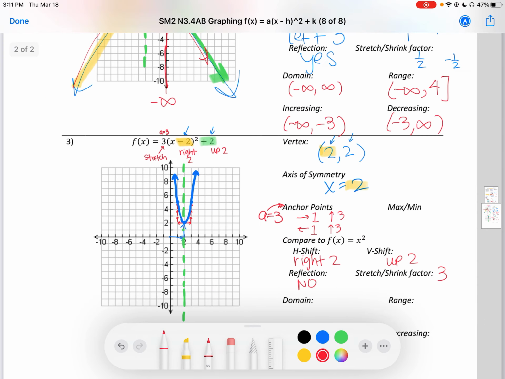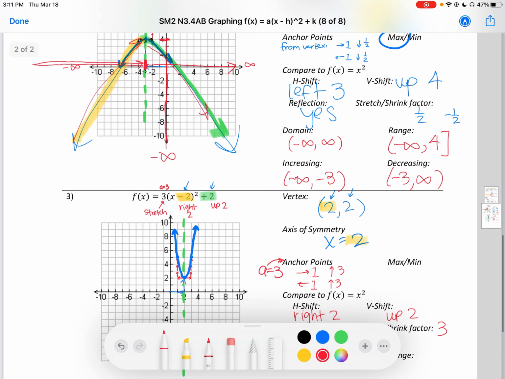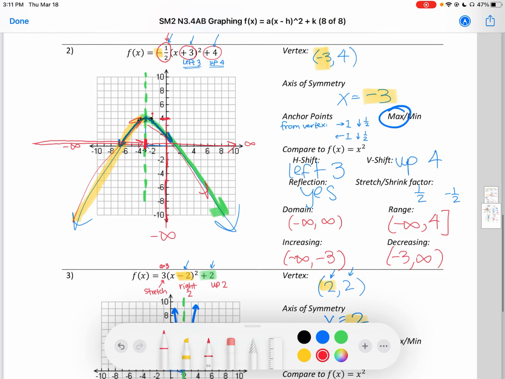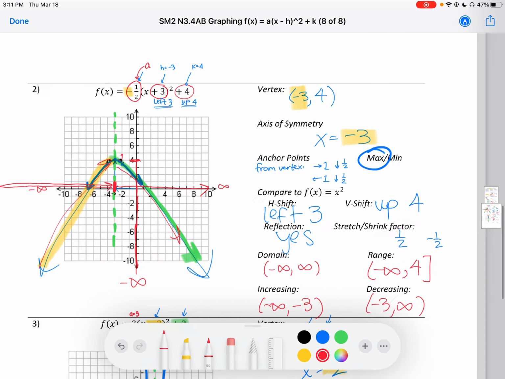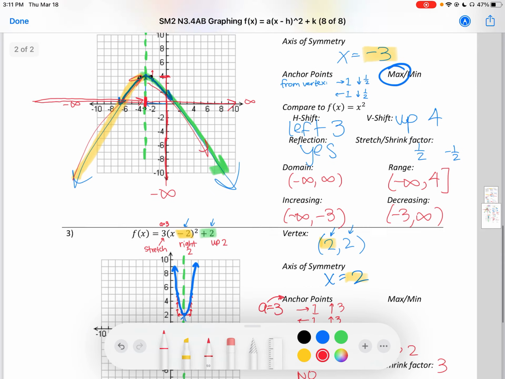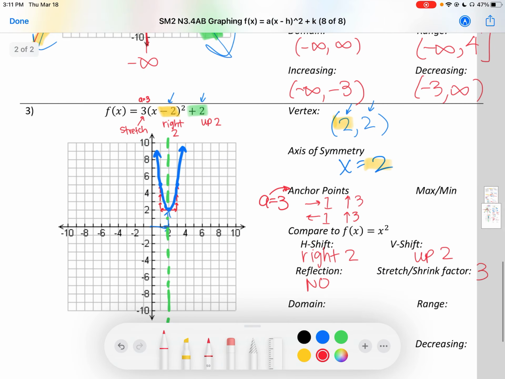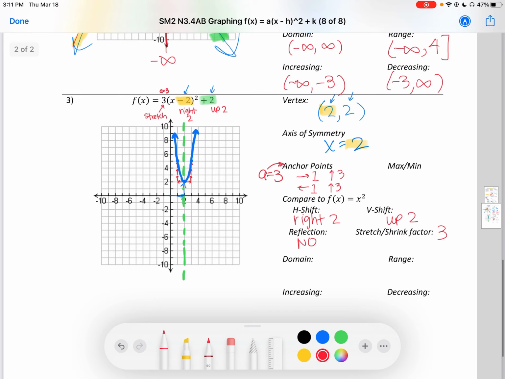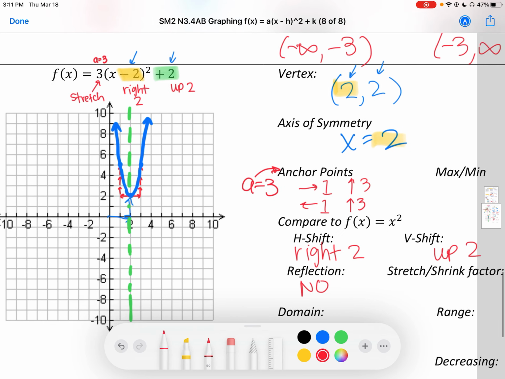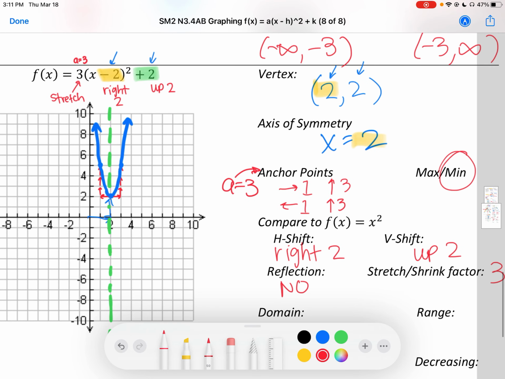We're always going to go right and left 1 to either side. But in this example, since it was a -1/2, we went down 1/2. In this example, since it was a +3, we went up 3. So it depends on what your A value is. Okay, now this is a U opening up, so we're going to have a minimum right there.